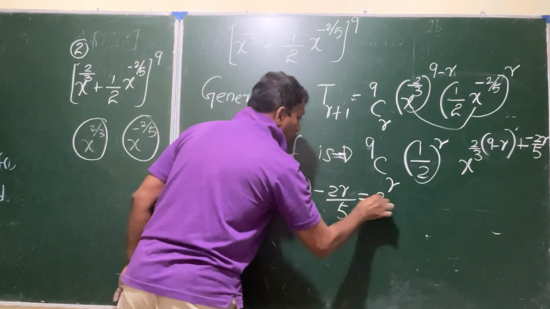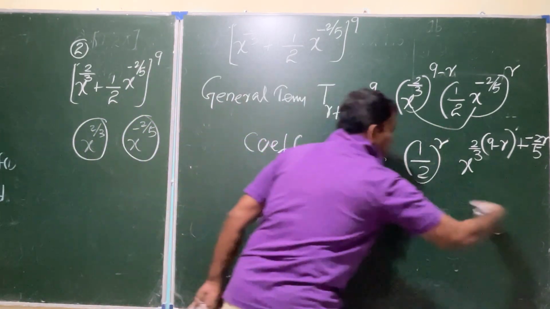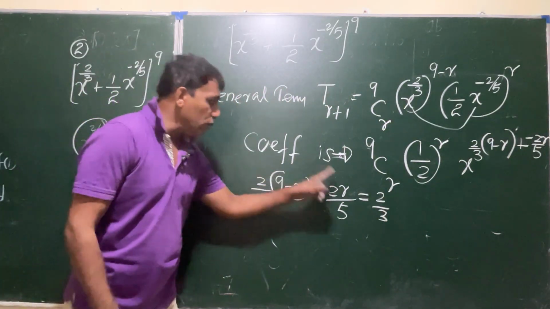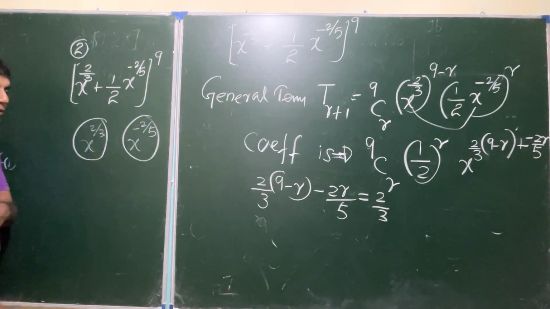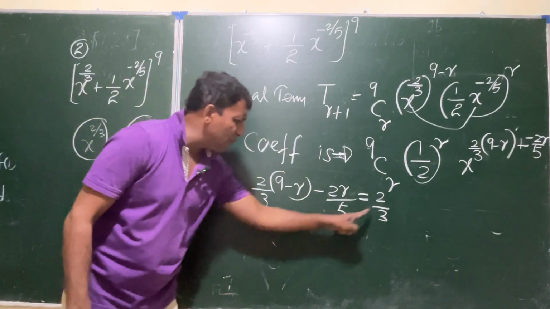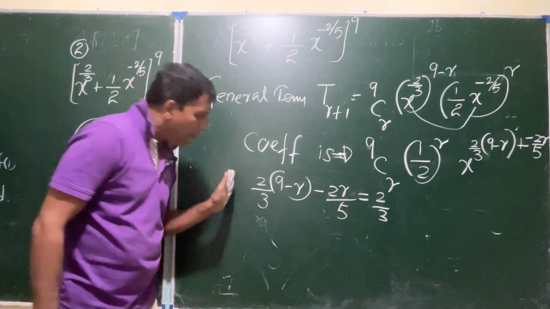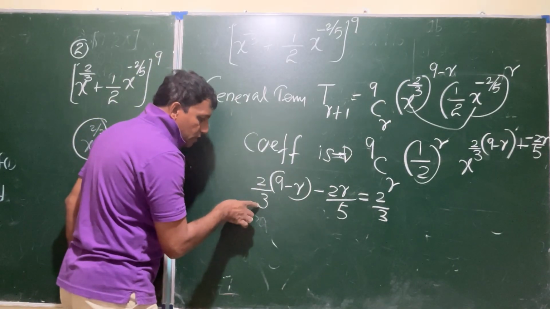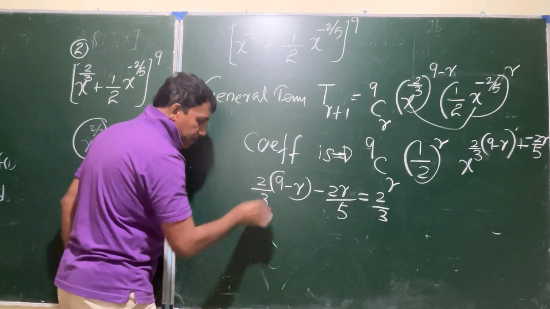Equal to 2/3, right? This completely becomes x to the power 2/3. Now we find the r value by simplifying this. Can I multiply everywhere by 15? Multiply by 15, then here 5. Multiply by 15, here 5, 10.